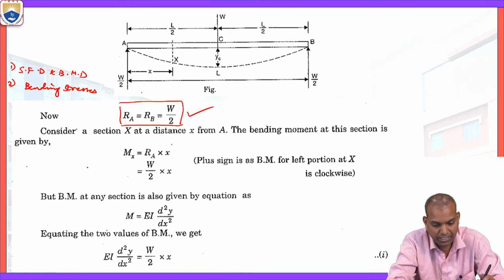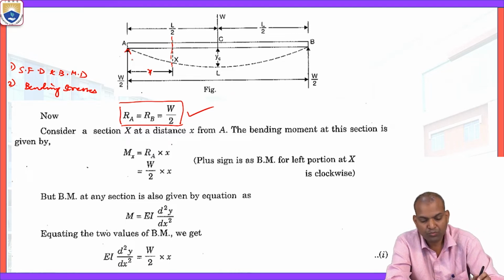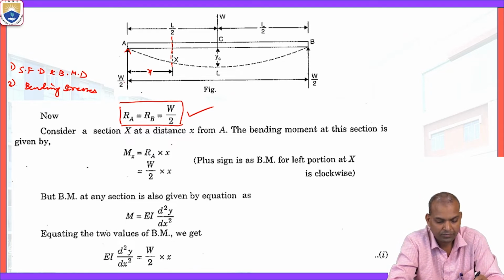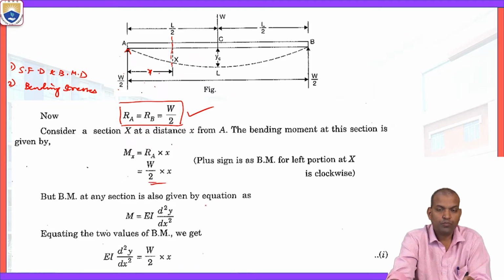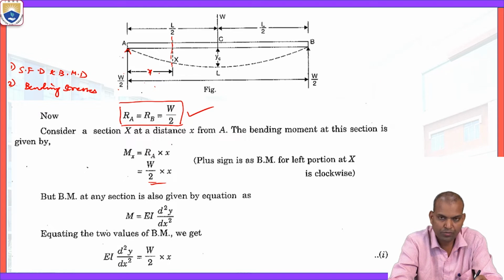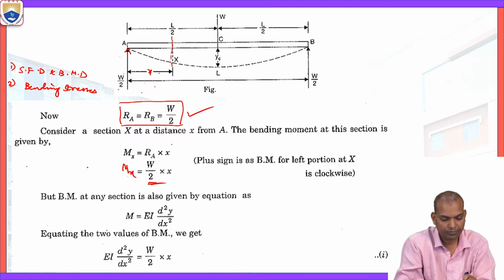Now we are considering a section X at a distance of small x from support A. The bending moment at this section is Mx, that is Mx equal to RA times x. What is RA? That is W by 2 times x. It is the point load, and there are no other loads here. That is the positive bending moment here, because the left portion is in the clockwise direction. That is the positive bending moment Mx, W by 2 times x.